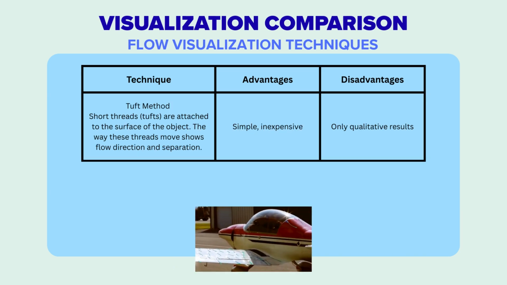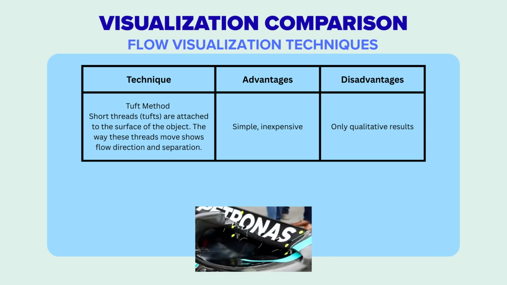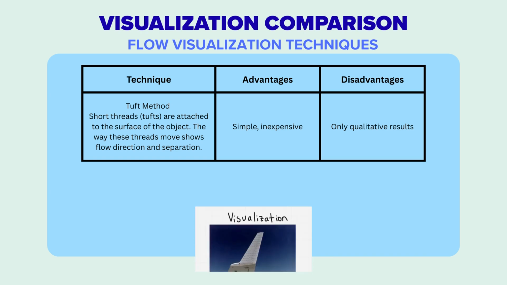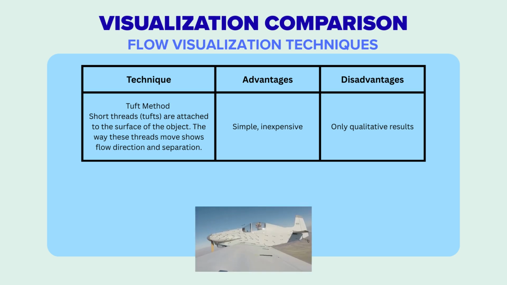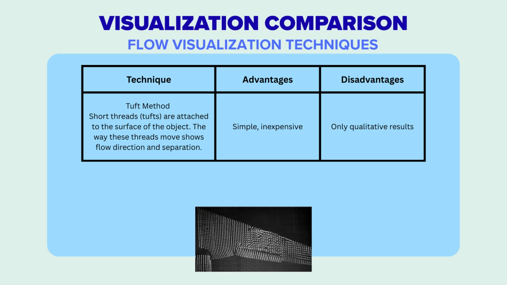Tuft method. Short thread tufts are attached to the surface of the object. The way these threads move shows flow direction and separation. Advantage: simple, inexpensive. Disadvantage: only qualitative results.